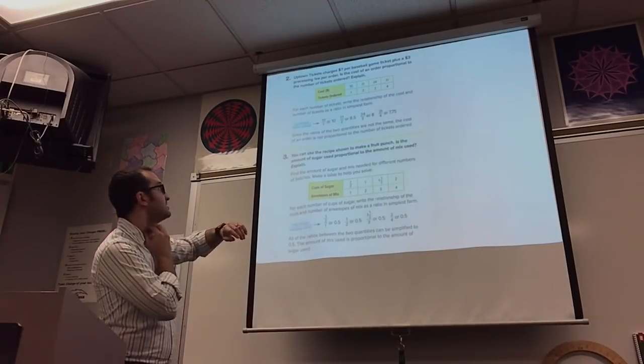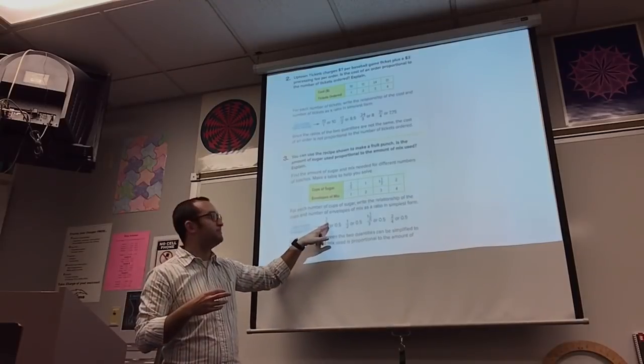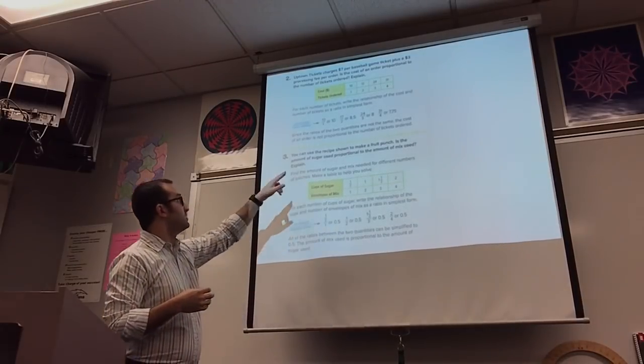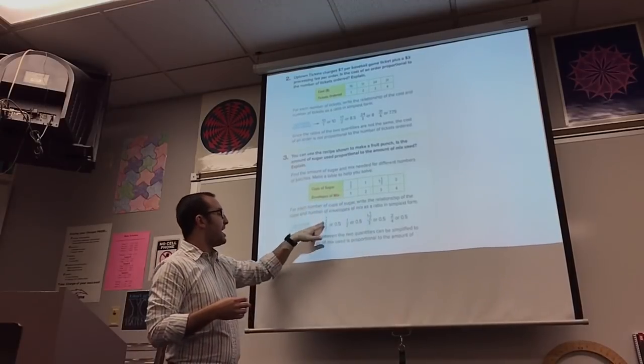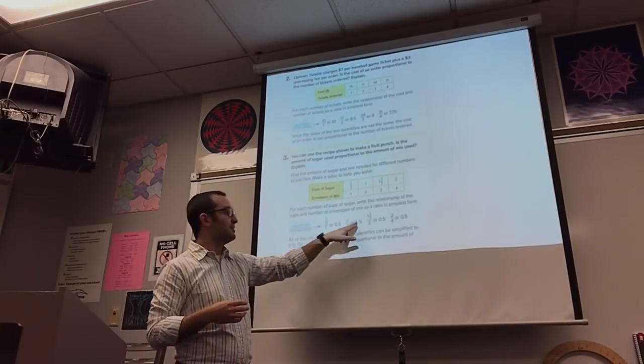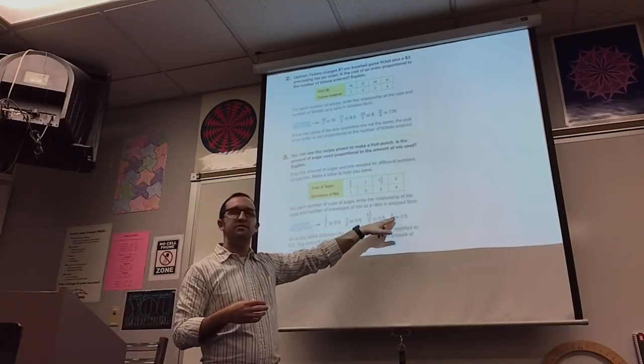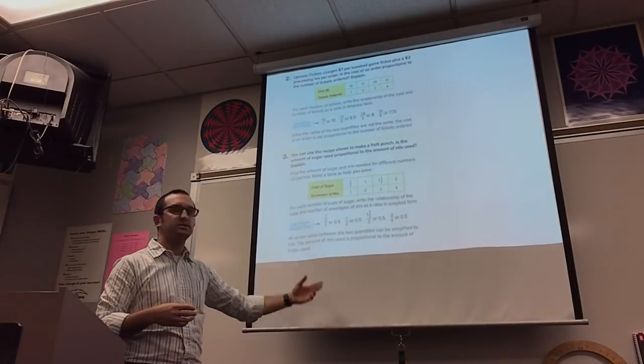So let's look at this one. Is this one proportional? All we have to do is do the division, right? So is the amount of sugar proportional to the amount of mix? So sugar to mix. Sugar to mix, half over 1 is half. 1 over 2 is half. And you do the division and you notice it's the same ratio, so yes, those are proportional.